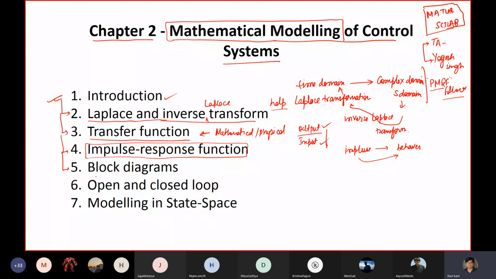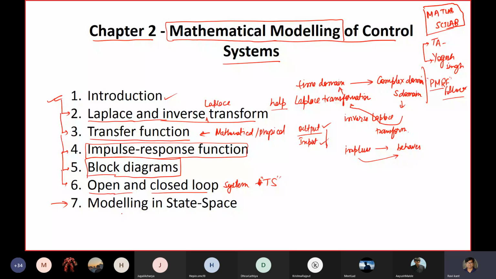We will also look into some block diagrams, although we have also talked about some block diagrams in the first chapter itself. Then we'll talk about open and closed loop systems in the framework of transfer functions, or in the Laplace framework. And lastly, this comes under state space modeling.